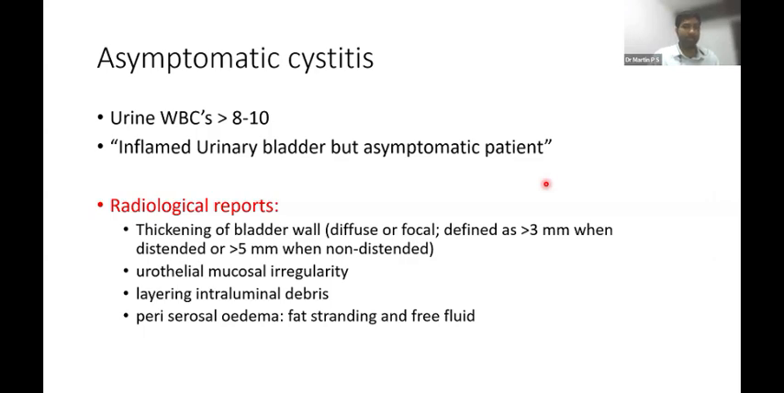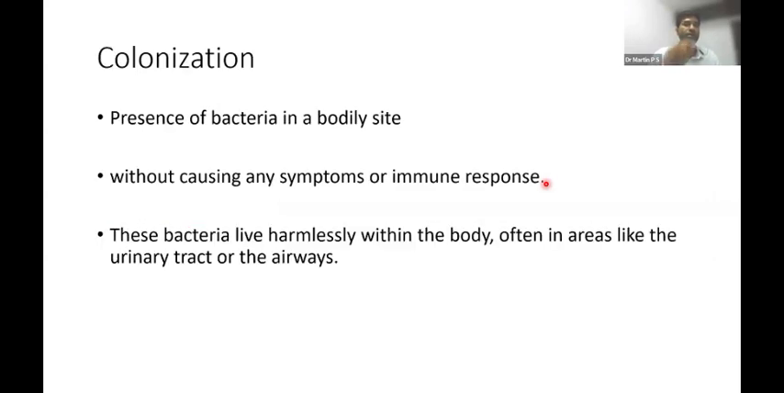Whenever we see such patterns, you should remember the term colonization. Colonization is different from infection. It is the presence of bacteria in any bodily site without causing any symptoms or immune response. Here the bacteria live harmlessly within the body, and often this happens in areas like the urinary tract and upper airways. Sometimes some form of inflammation might be evident in the form of urine WBC positivity, urine pyuria, but the patient is asymptomatic. So these are cases of asymptomatic cystitis.